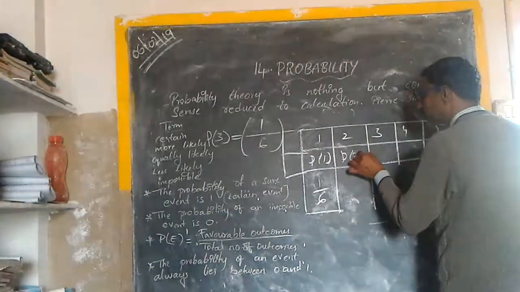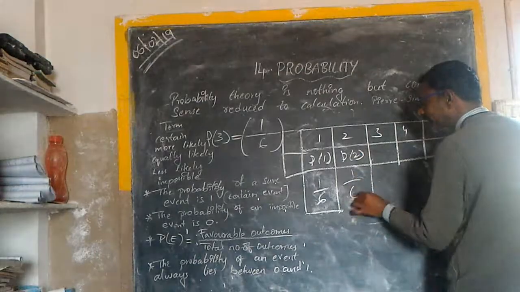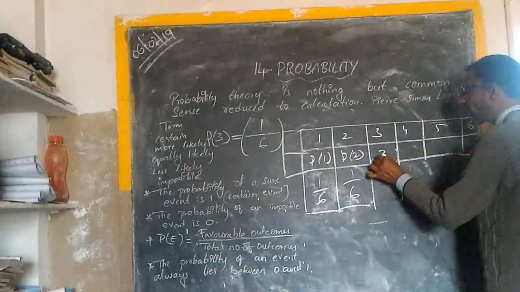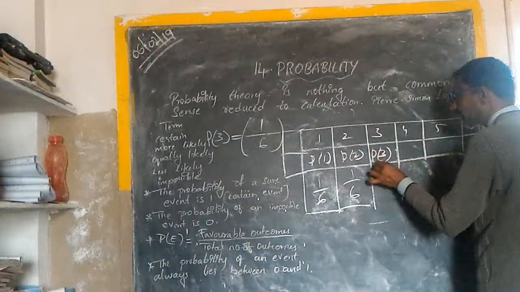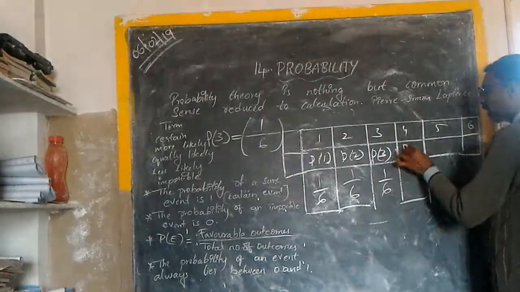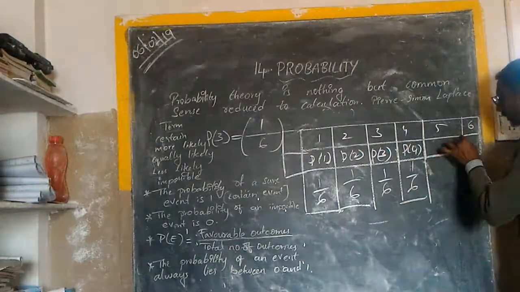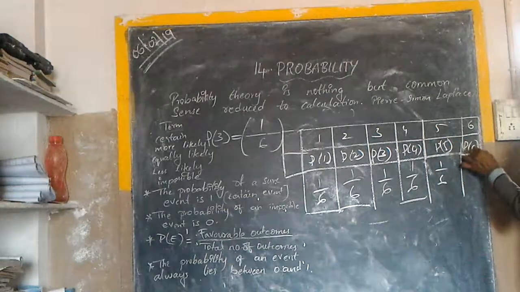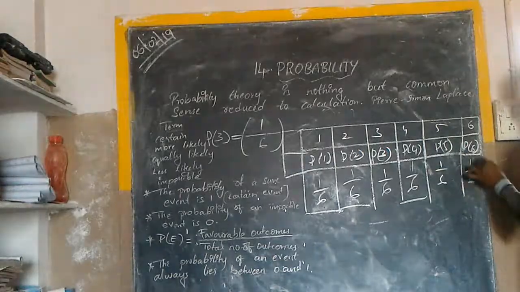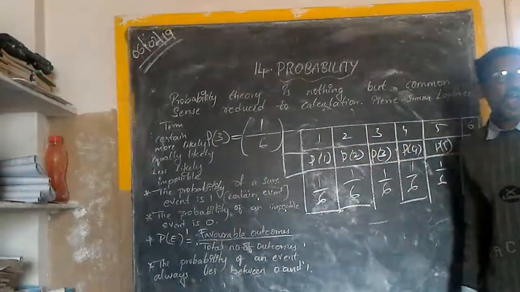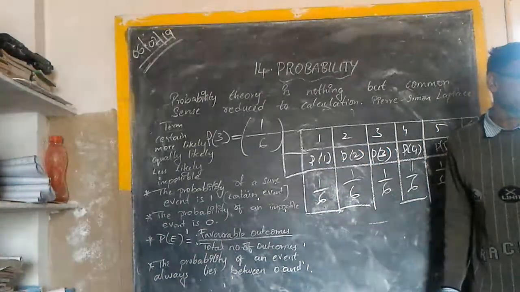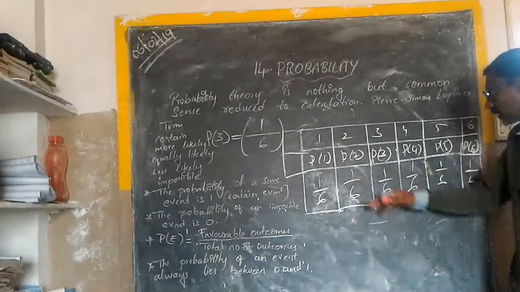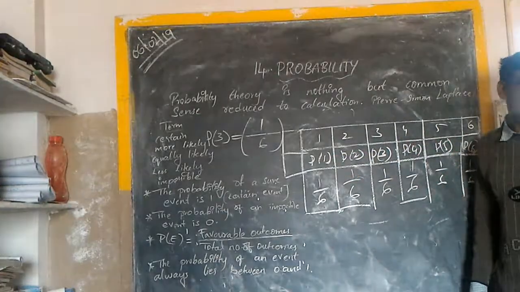Similarly, P of 2 is 1 by 6 only. Why? 2 has only 1 chance. Similarly, 3 has 1 chance. The P of 3 is nothing but 1 by 6. P of 4 is nothing but 1 by 6. P of 5 is nothing but 1 by 6. P of 6 is nothing but 1 by 6. These are all probabilities of an event. When we do an experiment, these are all probabilities.